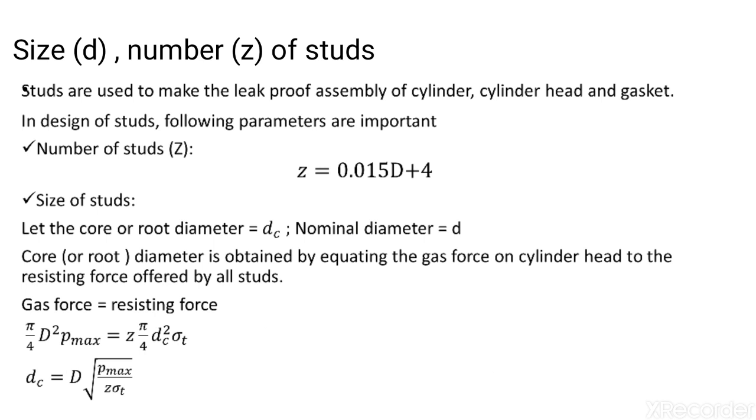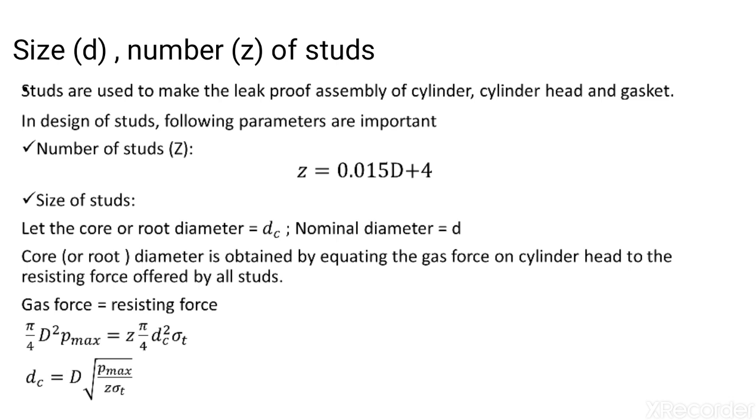Size and number of studs. Studs are used to make leak-proof assembly of cylinder head and gasket. In design of studs, the following parameters are important. Number of studs, small z, is derived from the following relation: 0.015 capital D plus 4.